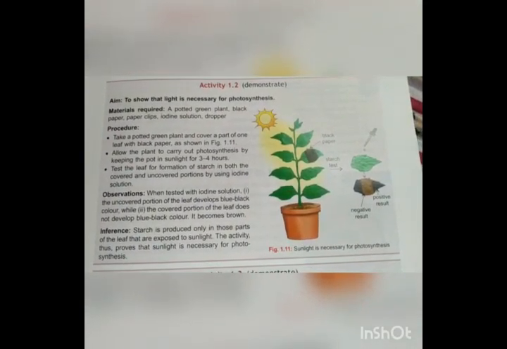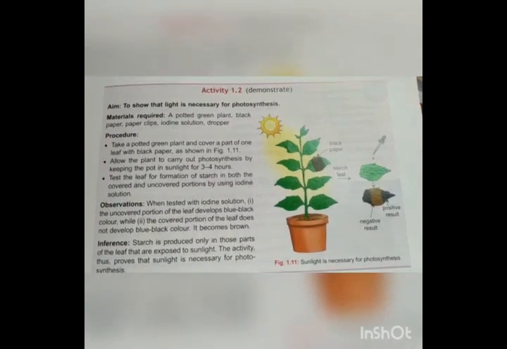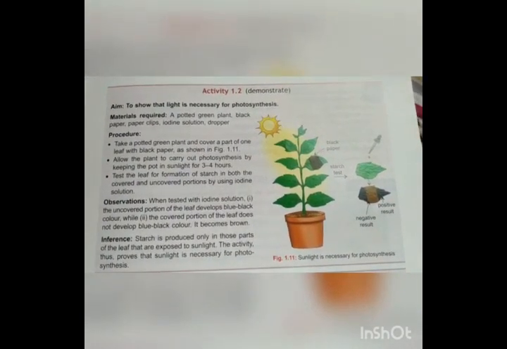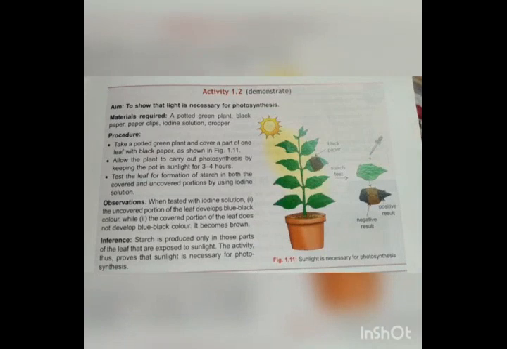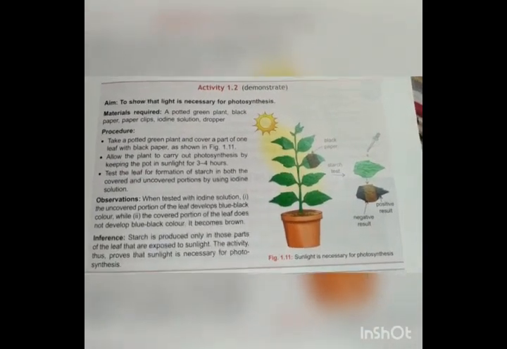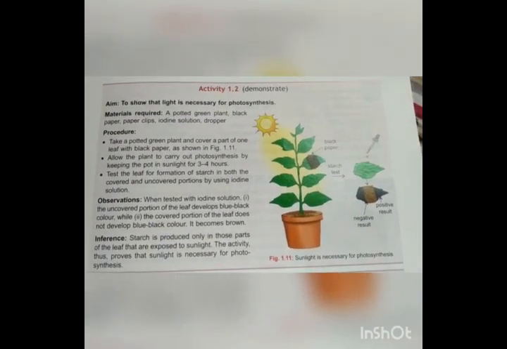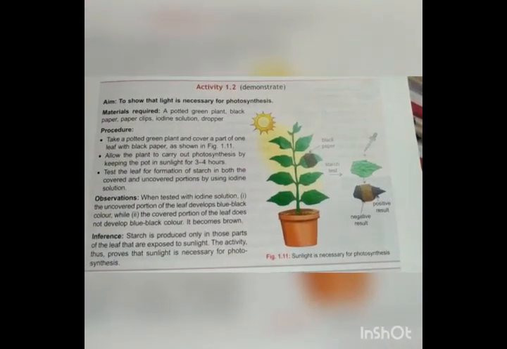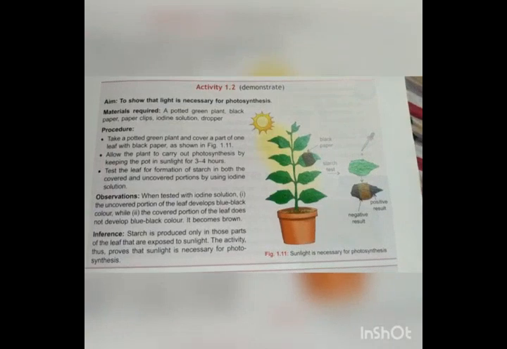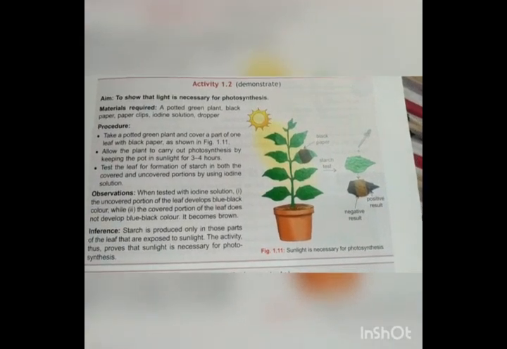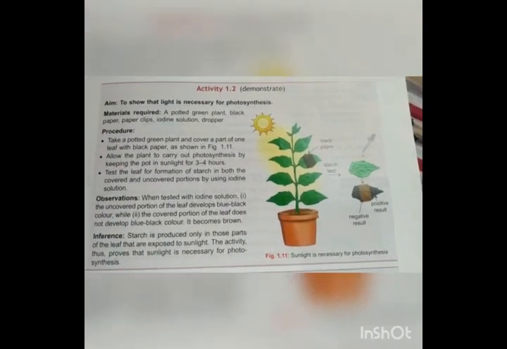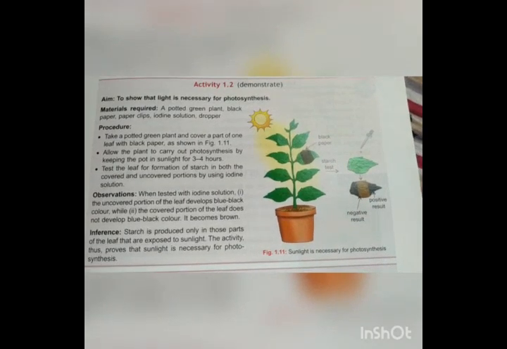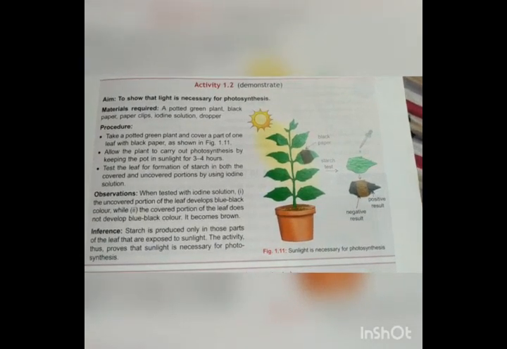whether light is necessary for photosynthesis or not, or whether photosynthesis can take place in the absence of light. So we are going to show an experiment or activity to show that light is necessary for photosynthesis. See what I am showing here. The materials required for this experiment are a potted green plant, black paper and a paper clip, iodine solution and a dropper.